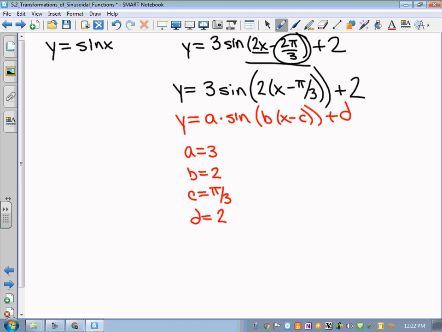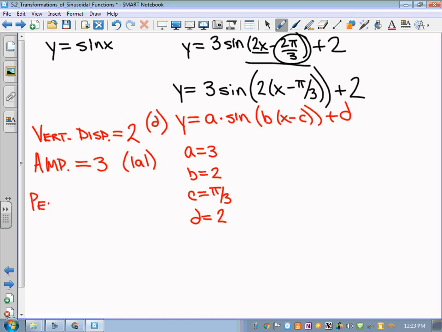All right, now some of these are immediately solvable. We can say that the vertical displacement is the D value. So it's +2, and I'm just going to put the D value in a bracket beside there. The amplitude is equal to 3, and that is the absolute value of the A. The period takes a little bit more work, but it's not bad. Period, we talked about earlier, can be defined as, this is in radians, 2 pi divided by the absolute value of B. That's going to be 2 pi divided by 2, or pi radians. All right, the period is done.